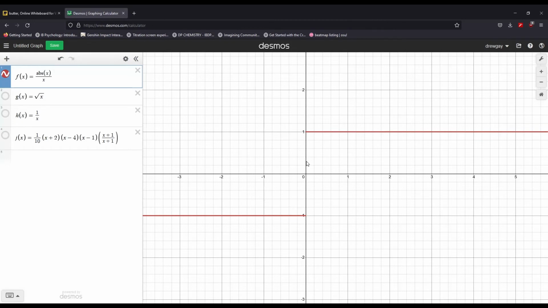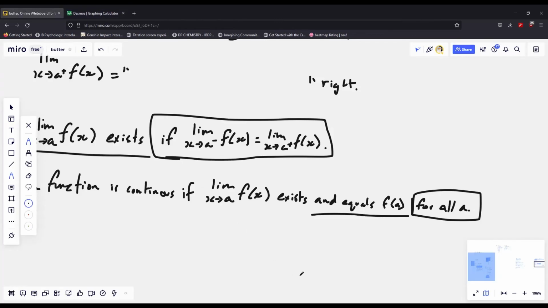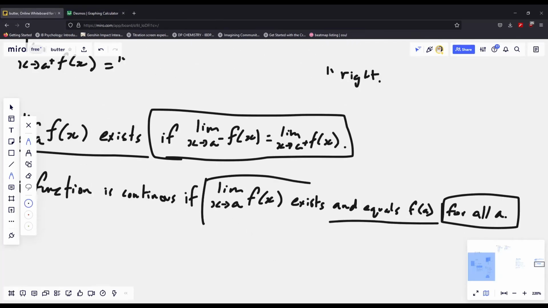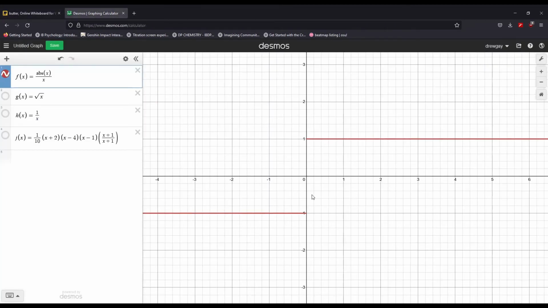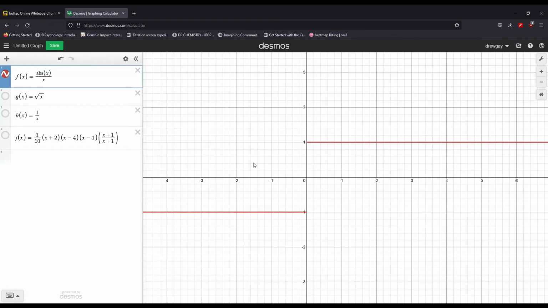So we say that this limit doesn't exist, and by consequence, the function does not exist for all a. It might exist if a is -2, but it does not exist if a is 0. And so this function is not continuous.